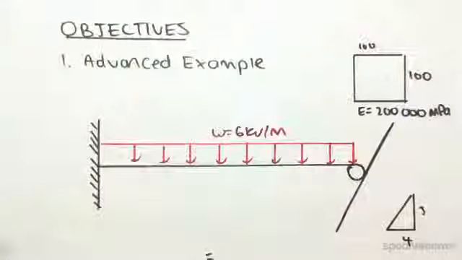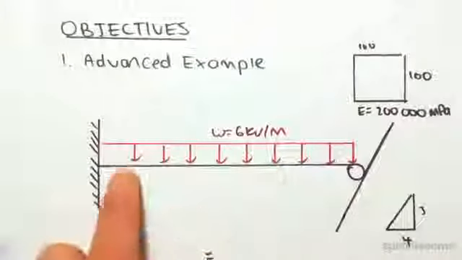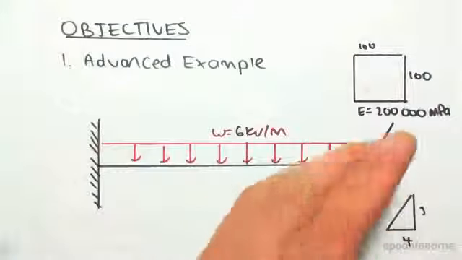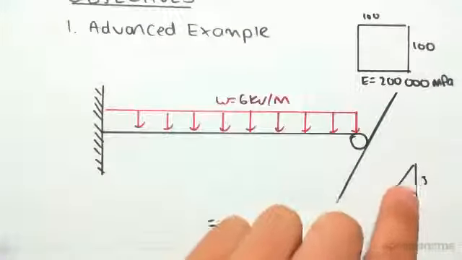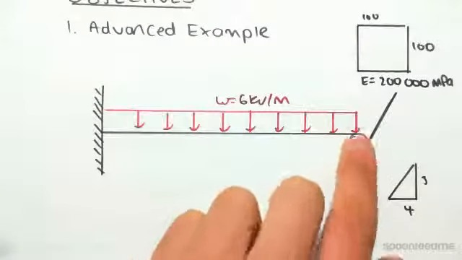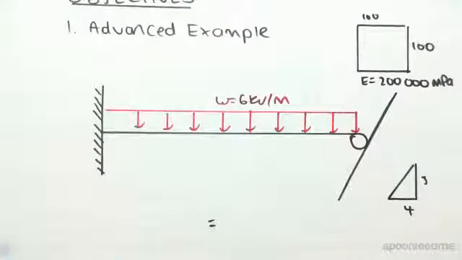Hey guys, the objective of this video is to do an advanced example, and it's of the frame element. You'll see why in a second. So we essentially have this propped cantilever, except the roller is on a support which is at an angle. The rise and the run is 3 on 4. So this is a bit of a different problem we've seen in the past. Normally it's flat, and the fact that it's on an angle is going to change the problem significantly.